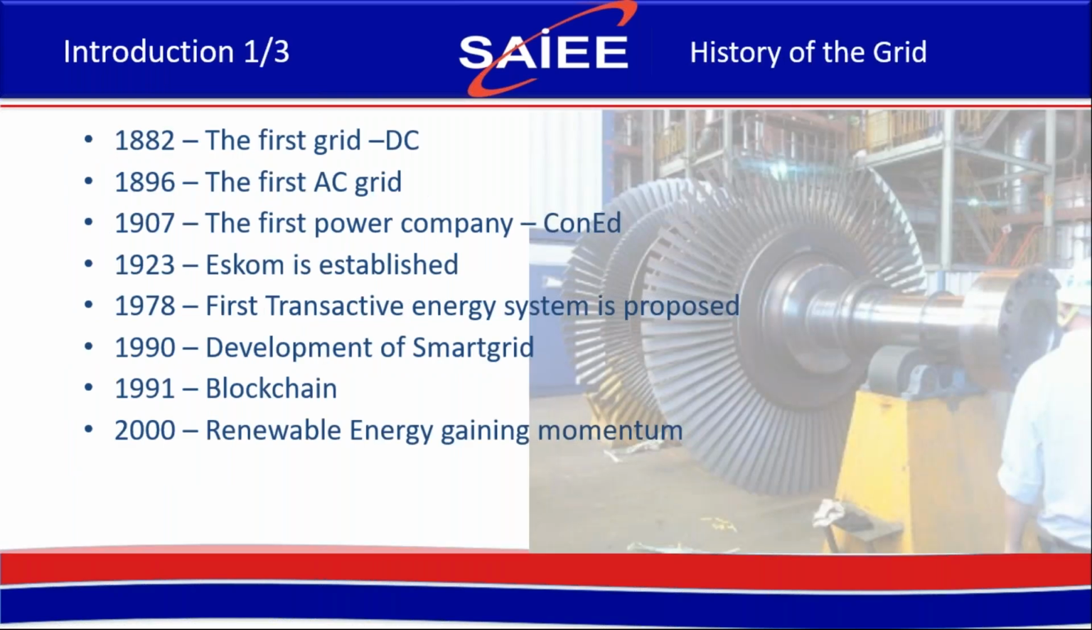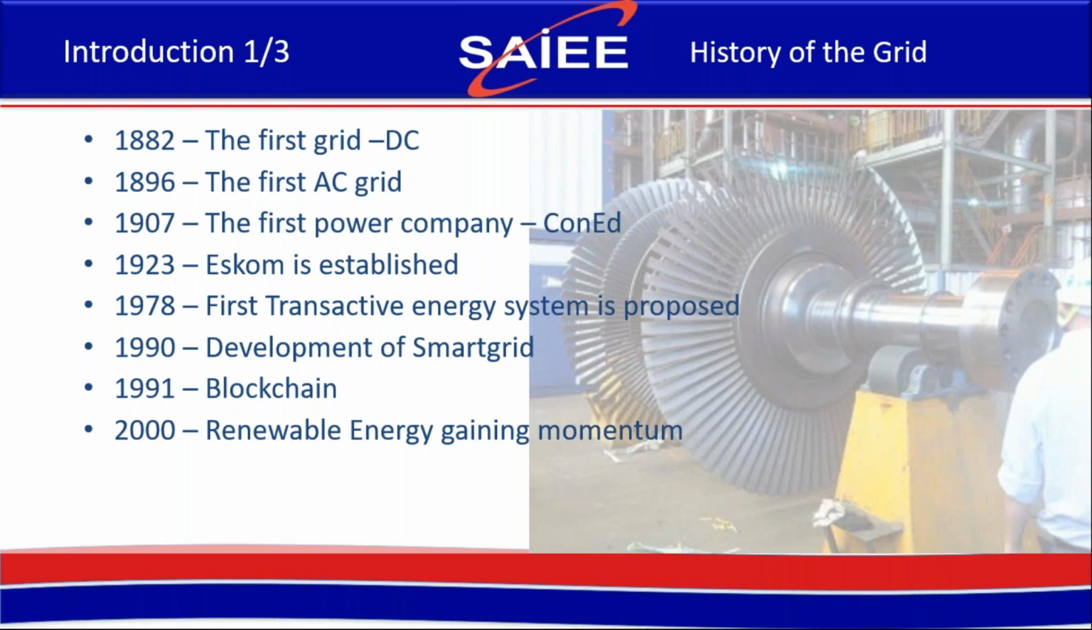Firstly, I just want to go through the history of our electrical grid. It's a very old grid, started in 1882. That was the first grid. Then around 1923, that's when Eskom was established. I have to mention that because we are in South Africa. Actually, the first transactive energy system was proposed in 1978 at MIT in the US. In the early 1990s, that's when they started formalizing the word smart grid, even though it was called healing networks.